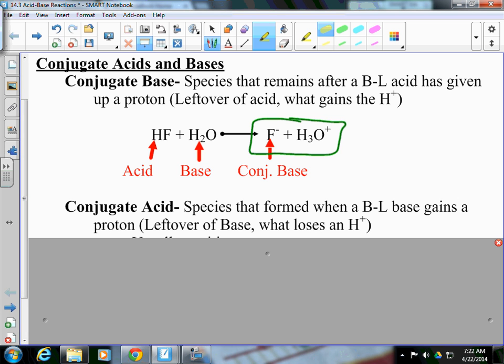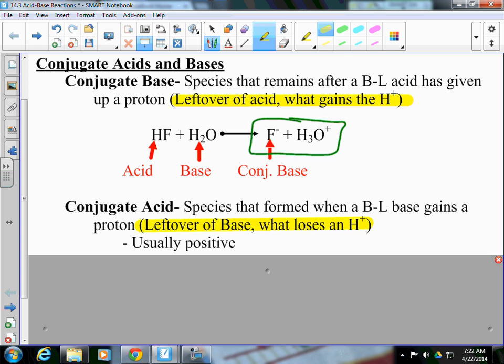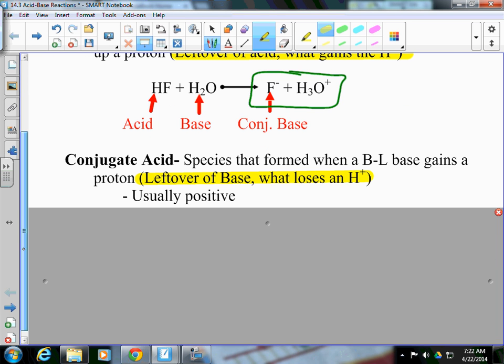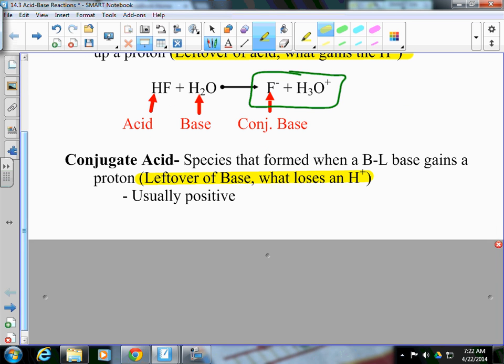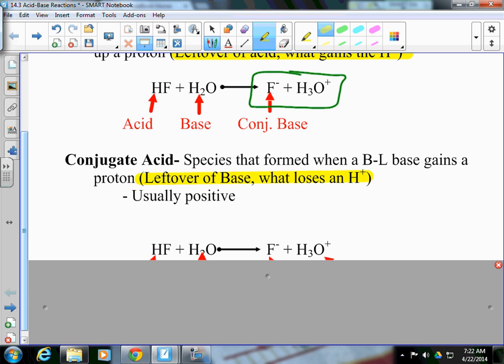So I'll highlight the important part. We have the leftover of an acid for a conjugate base, and we have the leftover of a base for a conjugate acid. It's usually positive. If we take a look at this example here, we have the same example. We have an acid and a base reacting together. HF is our acid, H2O is our base.